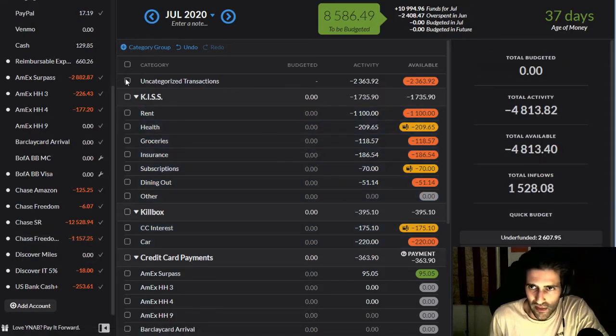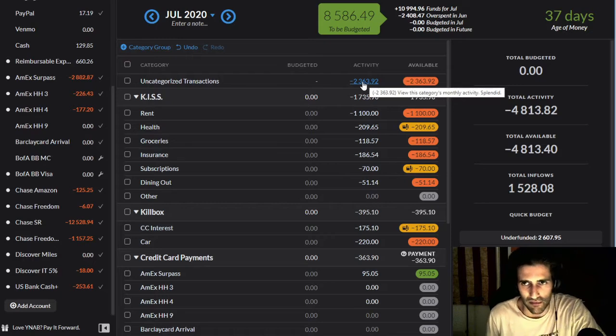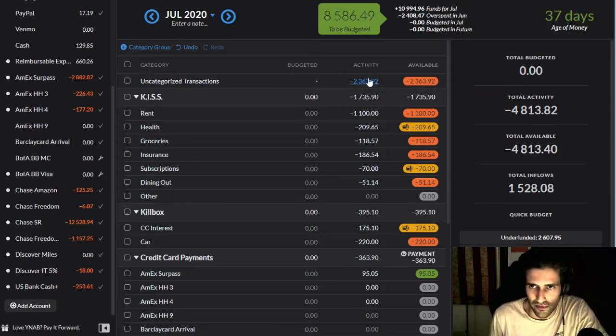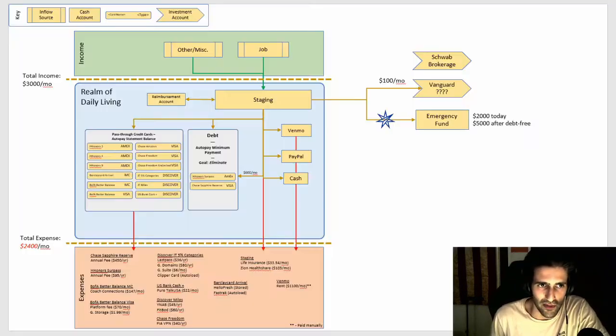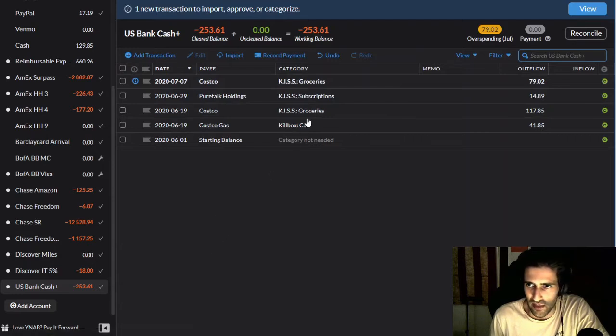And then uncategorized transactions, we have quite a lot. The reason is that, remember, we put some money into the emergency fund, $2,000. So that flowed out from the realm of daily living into the emergency fund over here. So let's go ahead and start categorizing transactions.